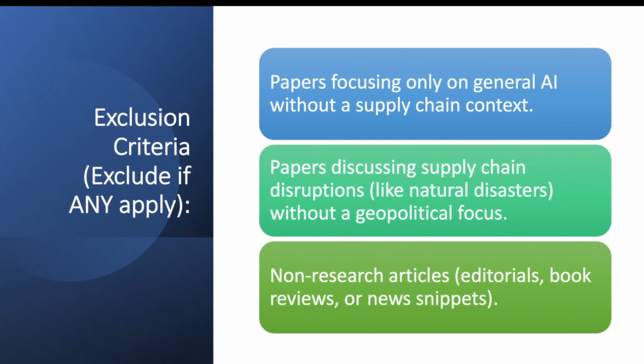Now, exclusion criteria also is important. Which articles need to be excluded? The first thing is papers focusing only on AI without supply chain context. Papers discussing supply chain disruption like natural disasters, we don't need them. Also, non-research articles need to be excluded. Although we have used these criteria in Scopus, we may still have some articles which might not really be research articles. They might be book chapters or editorials or something like this.